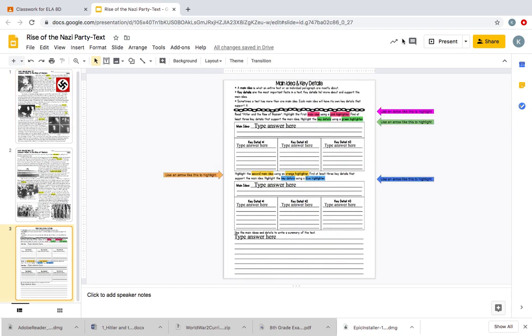Okay, I wrote it down here for your reference, so that way you're reminded. So the first main idea gets a pink highlighter. I wrote use an arrow like this to highlight, and then the key details for that get a green. The second main idea gets orange, and then their details get blue.